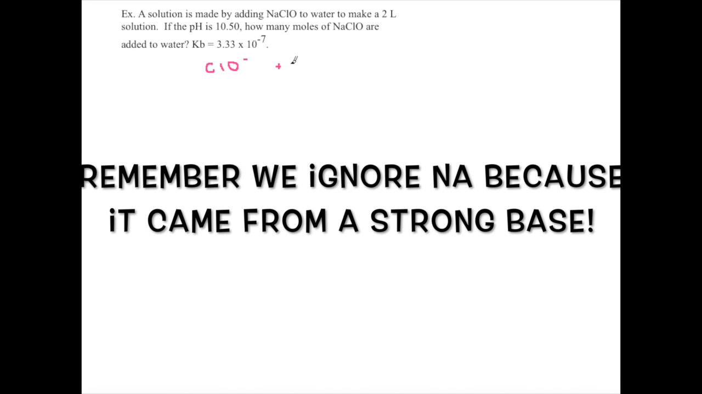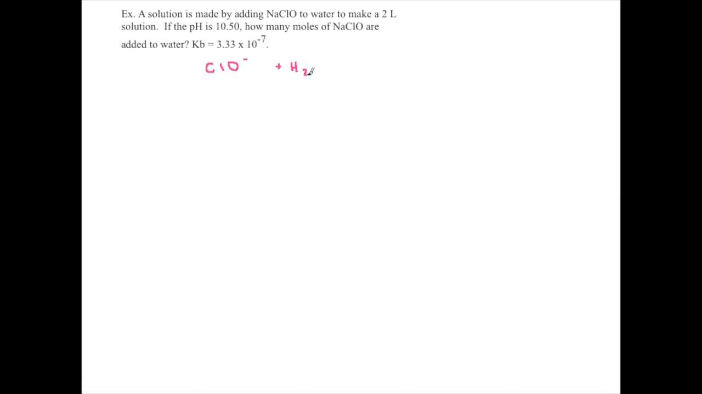It reacts with water, and I know it's going to form a base because it has no hydrogen to lose. So it's going to react with water to produce HClO and hydroxide. Okay, so we've got a weak base problem. Now I'm just going to plug in all the values that are given to me in this problem. So ICE, make my ICE chart.